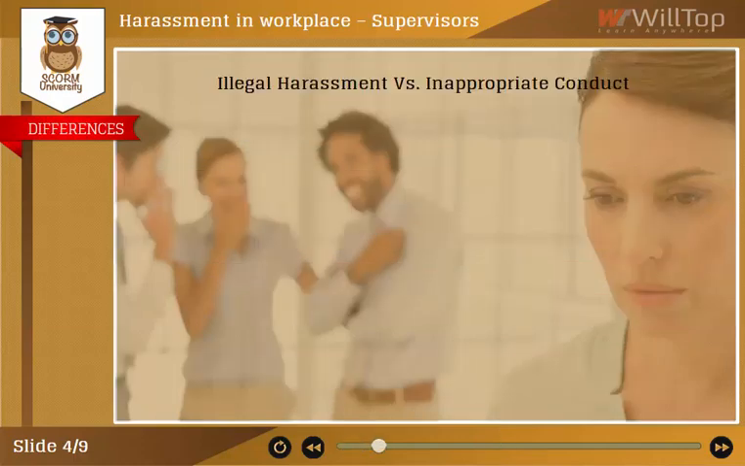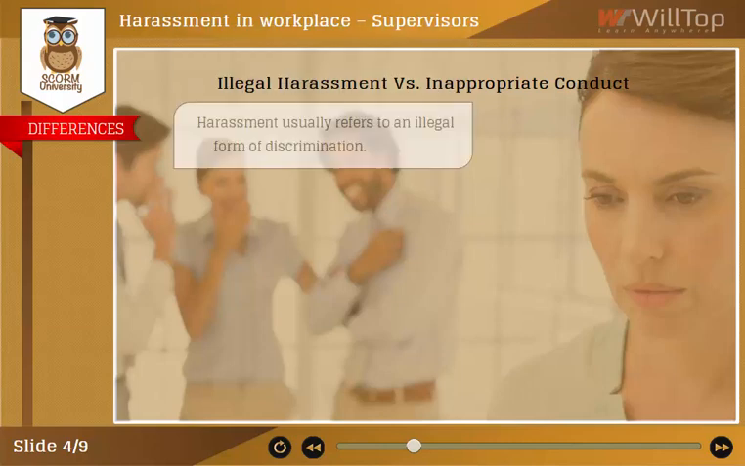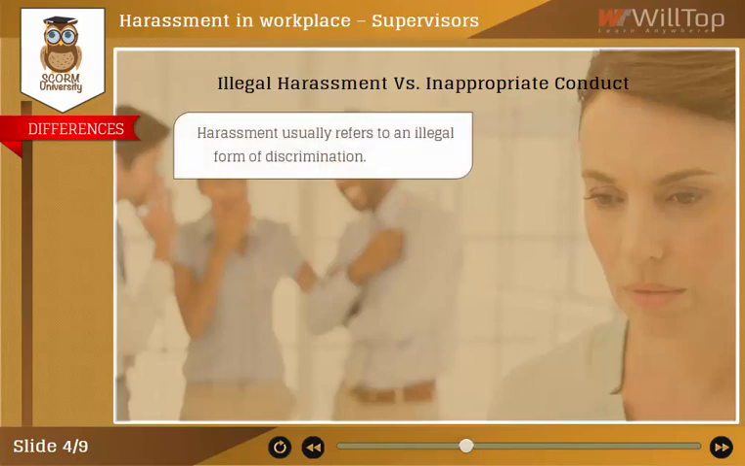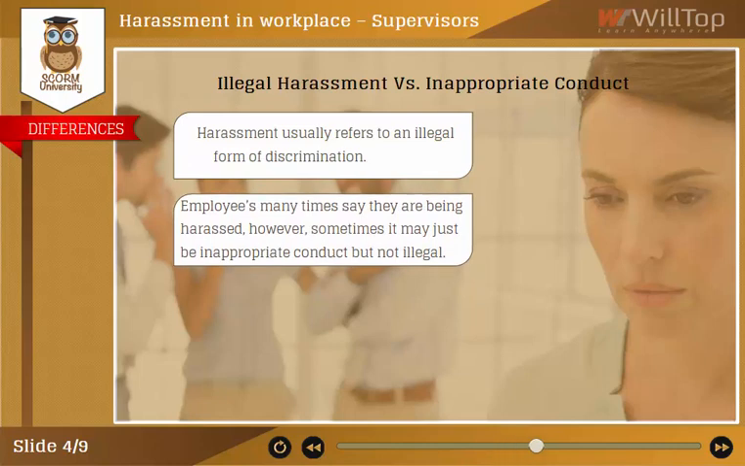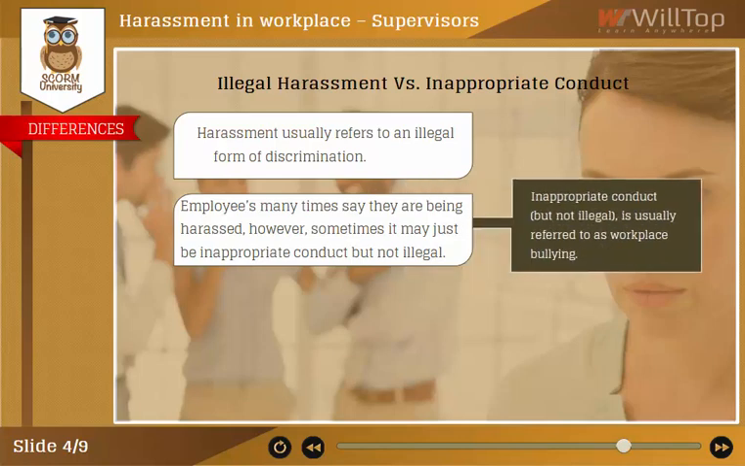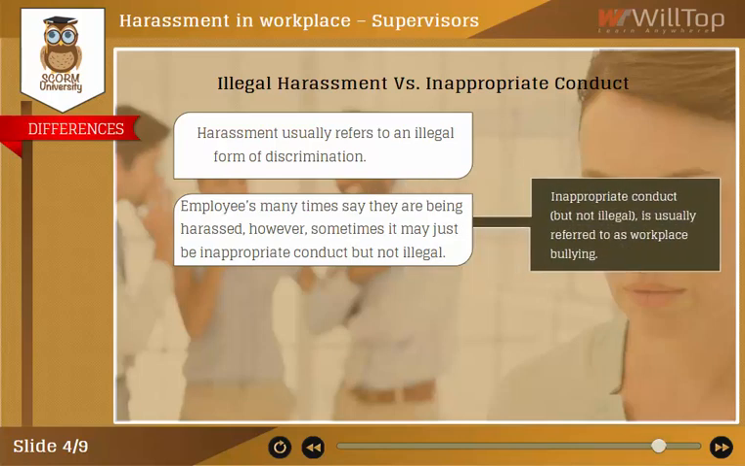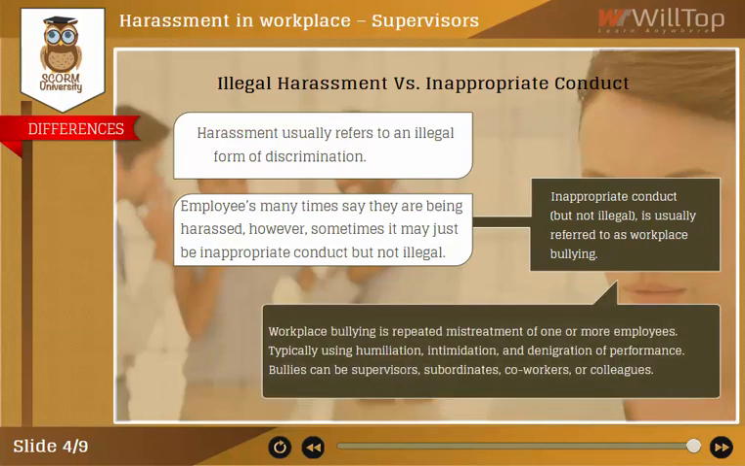Illegal harassment versus inappropriate conduct. Harassment usually refers to an illegal form of discrimination. Employees many times say they are being harassed, however, sometimes it may just be inappropriate conduct but not illegal. Inappropriate conduct, but not illegal, is usually referred to as workplace bullying. Workplace bullying is repeated mistreatment of one or more employees, typically using humiliation, intimidation, and denigration of performance. Bullies can be supervisors, subordinates, co-workers, or colleagues.